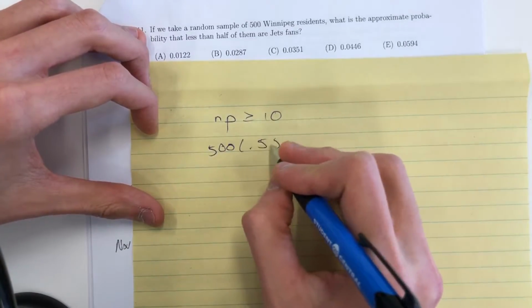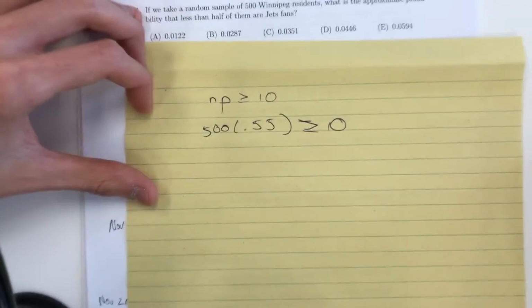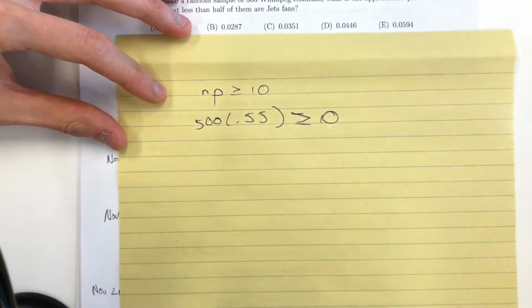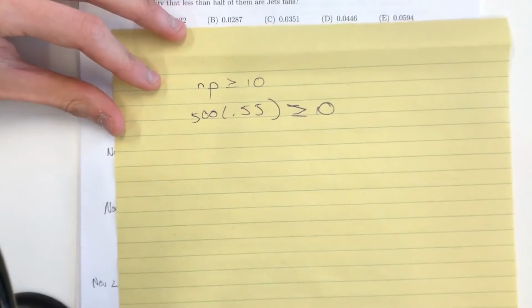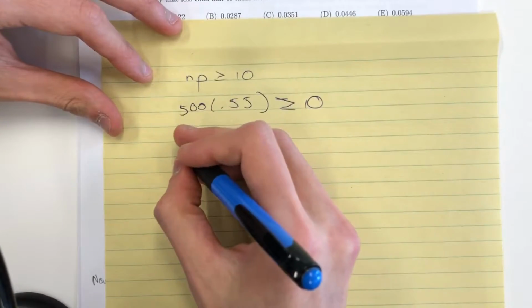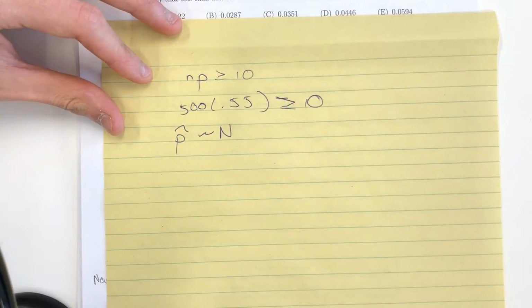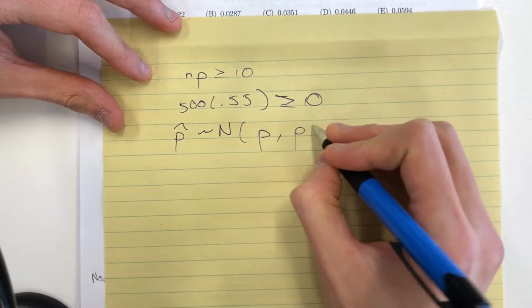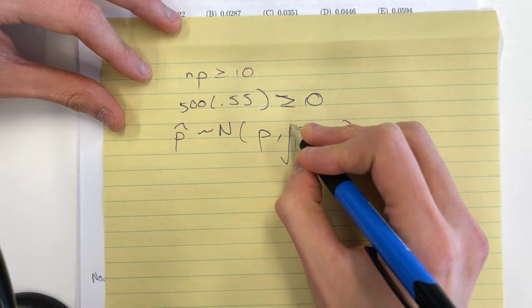So 500 multiplied by 0.55 is greater than or equal to 10, because 10% of 500 is 50, so 55% will be greater than that. Moving on, we need to find our parameter. p hat is going to be normally distributed with mean p and standard deviation of the square root of p times 1 minus p over n.